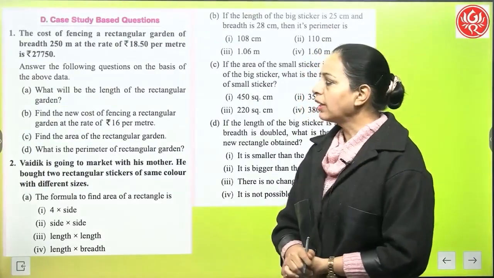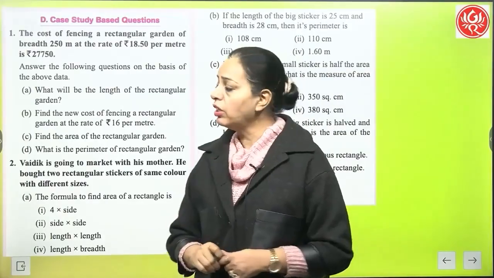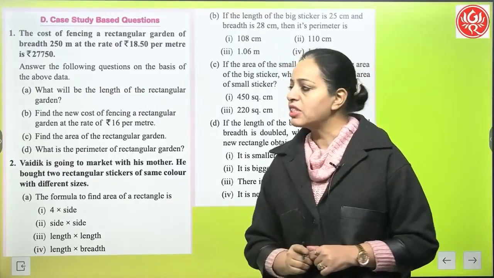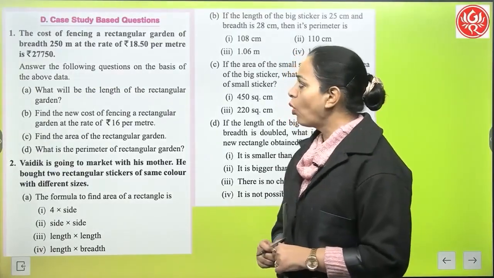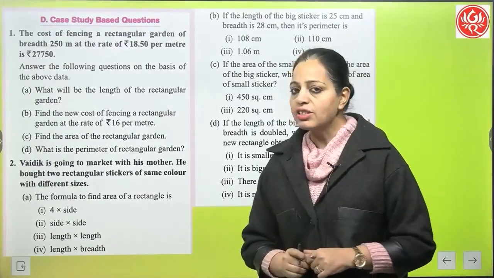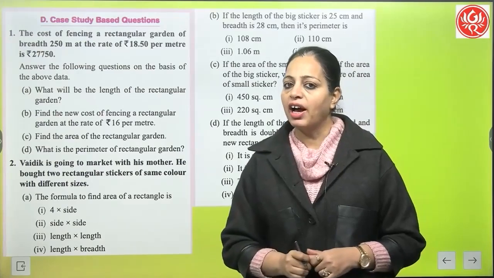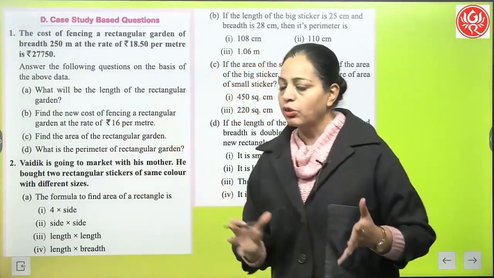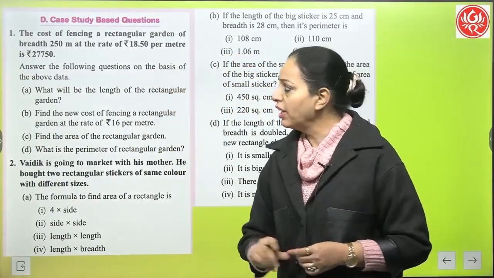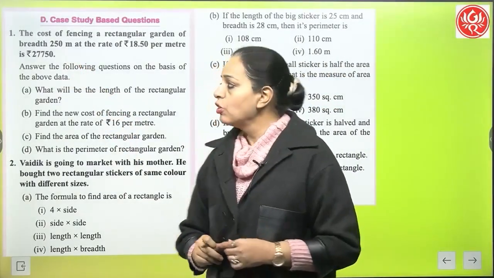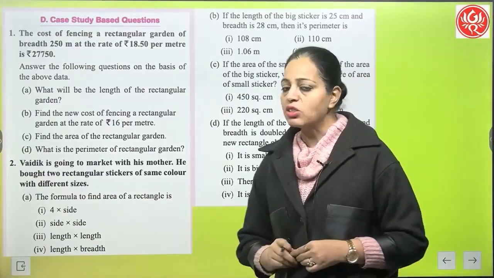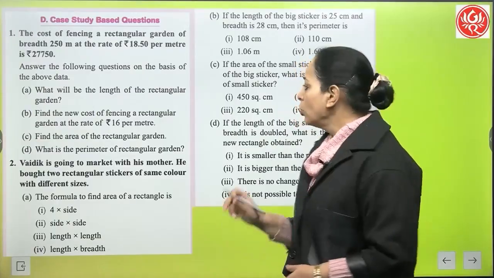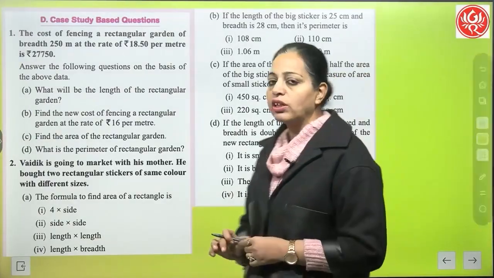Now we are coming to the part, case study based questions. The first one, the cost of fencing a rectangular garden of breadth 250 meter at the rate of rupees 18.50 per meter is rupees 27,750. What is given? हमारे पास breadth given है of a rectangular garden and rate is given and the total cost is given. So answer these questions on the basis of the above data. A part, what will be the length of the rectangular garden? तो हम length कैसे find कर सकते हैं rectangular garden की?